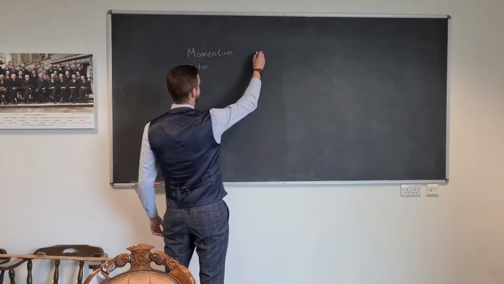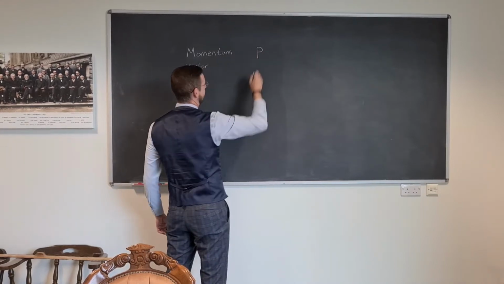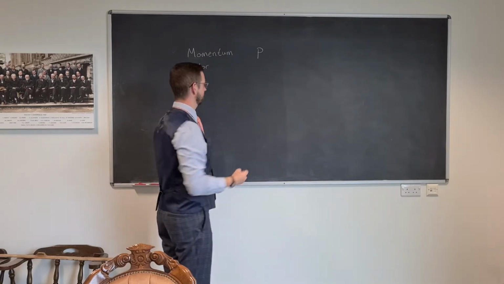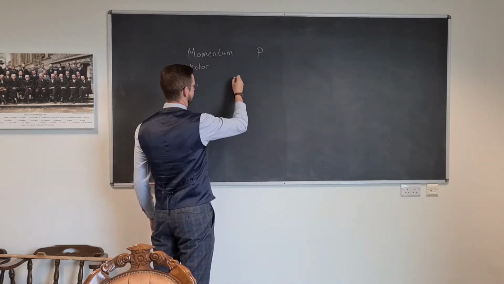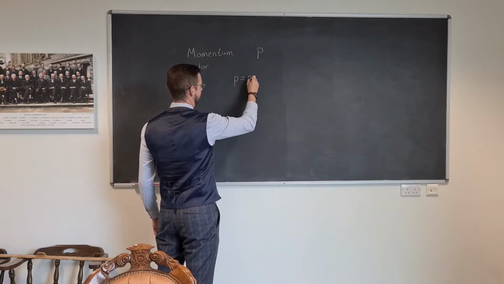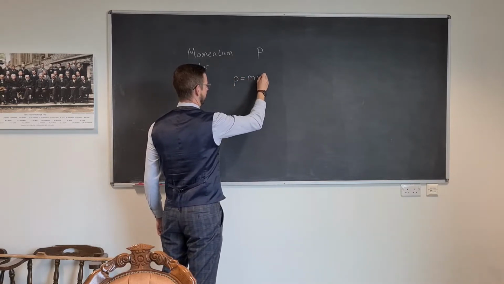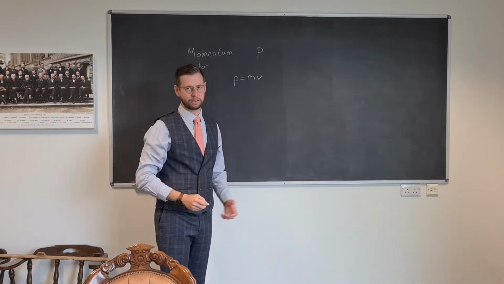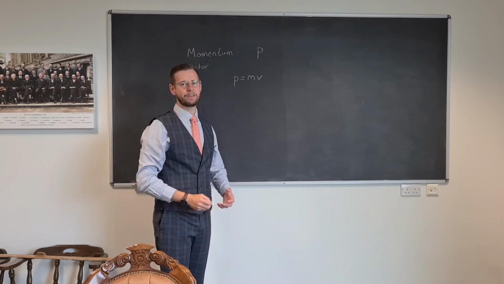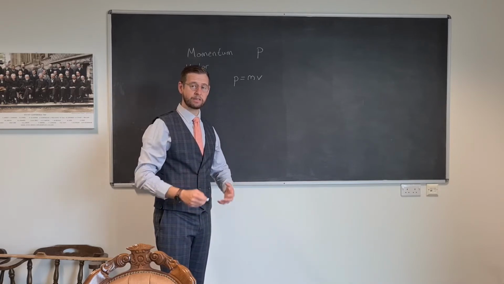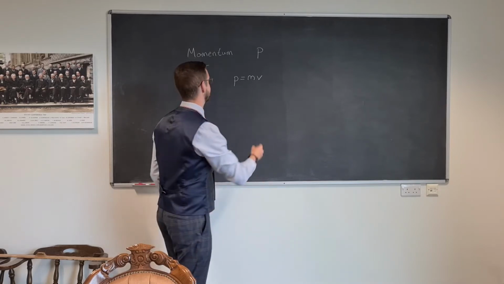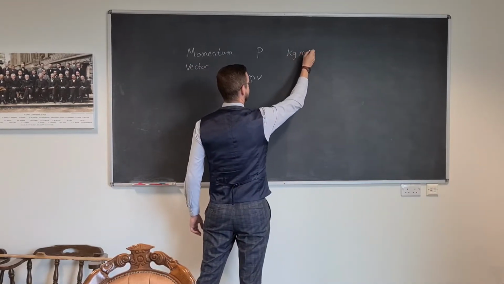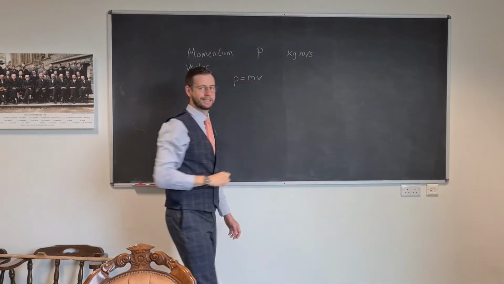Momentum is given by the symbol lowercase p. And its units come from the equation. The equation for momentum is that momentum is equal to the mass times the velocity. If the units of mass are kilograms and the units of velocity are meters per second, then the units of momentum are going to be kilograms meters per second. So the units: kilograms meters per second.